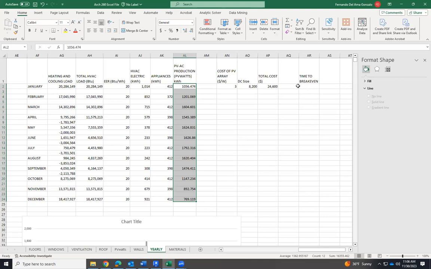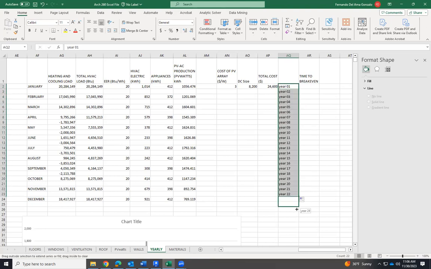So we have year one, and we go up to year 25. Why 25? Because we have a 25-year span. The life of a PV panel usually is guaranteed for 25 years. Maybe you find better PV panels and you will have 30 years, but usually in the market, that's what you get. You have a 25-year guarantee that the panel will be working well.